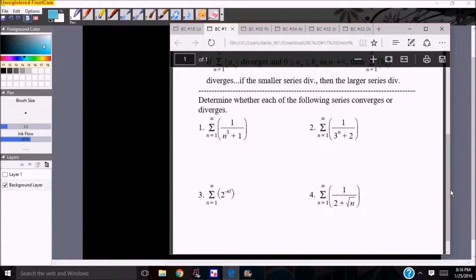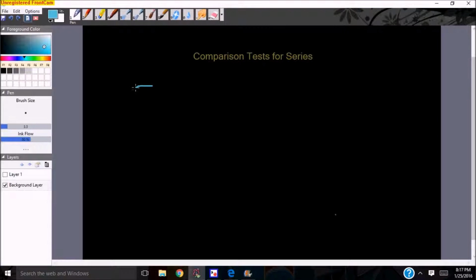The first one is the series from 1 to infinity. So I'm going to see if I can draw this. And I apologize for the poor handwriting. No worse than on the board on a normal day though, right? It's supposed to be 1 over n cubed plus 1. Looks like two backwards C's with a gap in between. That's okay. Alright, so we're going to look at this series.